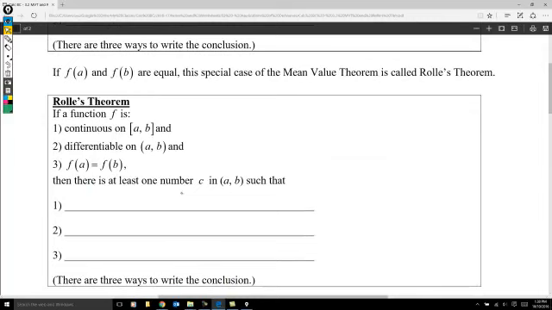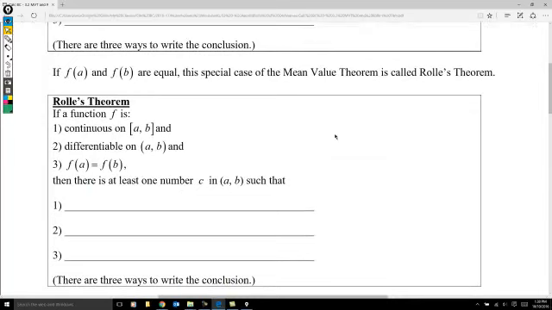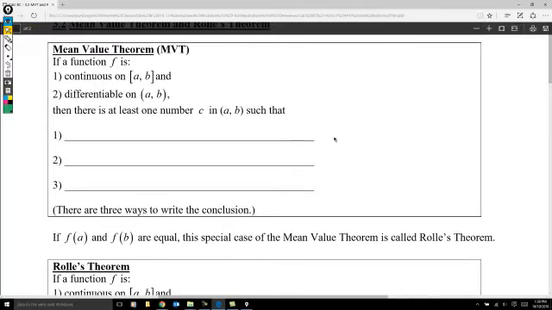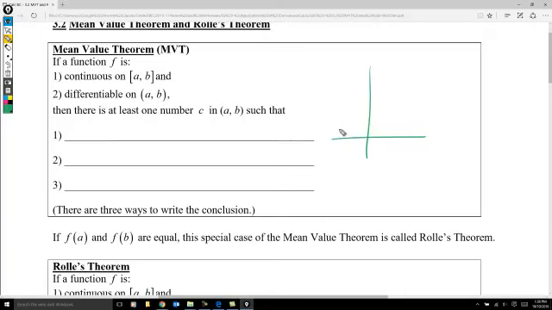Now specifically, if f of a and f of b are equal, that is Rolle's theorem. So real quick, let's look at what this means graphically. Say I had some function, I don't know what. Let's say it looks like this. What the mean value theorem tells me is that if I connect my endpoints and draw a secant line, so this is my secant line, it goes through these two endpoints.